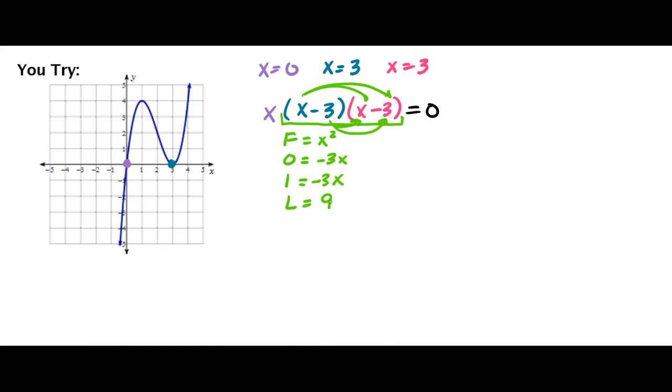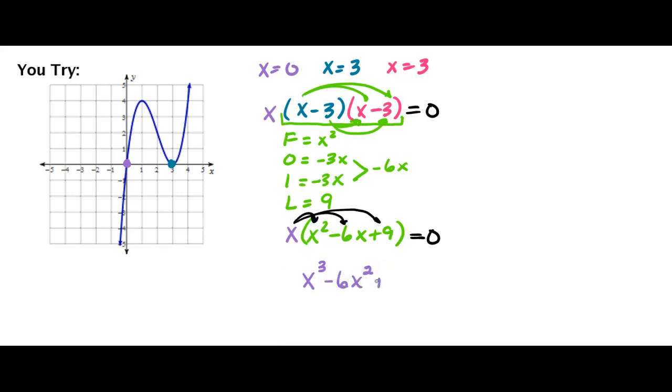Now the middle terms do not cancel out because they have the same sign. So I'm actually going to be adding them, and I'll get negative 6x. So this turns into x squared minus 6x plus 9. And then I still have that purple x that we had at the very beginning. So now the only thing left to do is distribute that purple x. So it's going to get distributed to all three of these terms. And my final answer here is going to be x cubed minus 6x squared plus 9x equals 0.